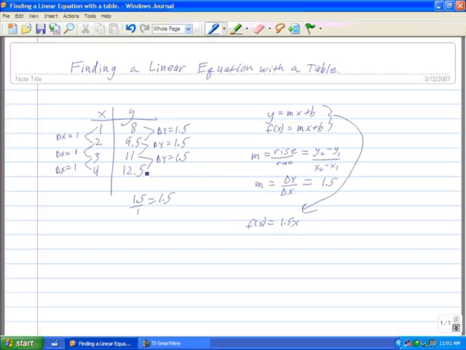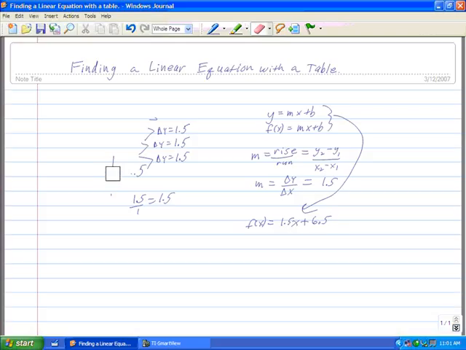If we were to, for example, start at an x value of 4, we could back it up by subtracting 1.5, and we'd be at 11. 11 minus 1.5 is 9.5. Minus 1.5 again is the 8, and minus 1.5 again will be a positive 6.5. So that is the function that would have created this table.